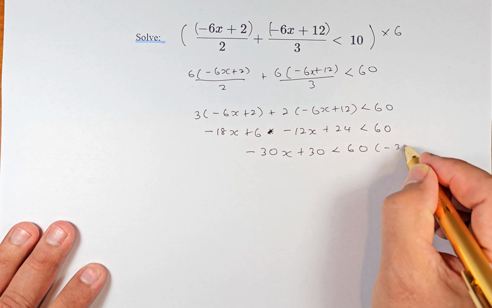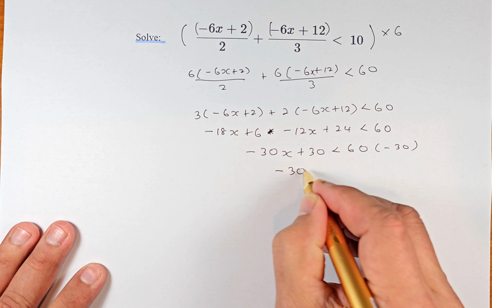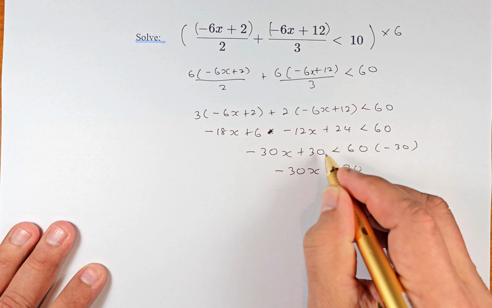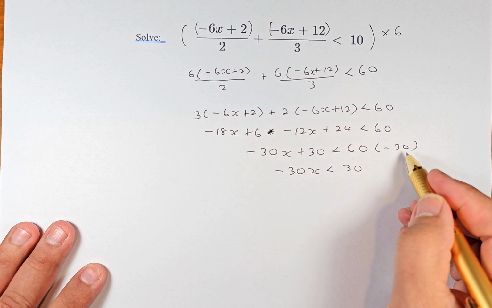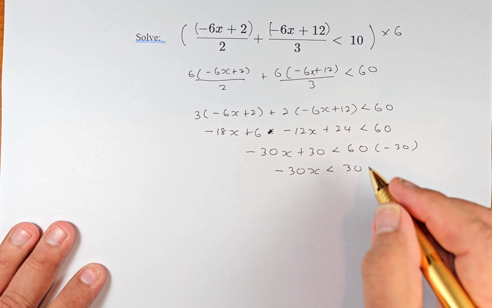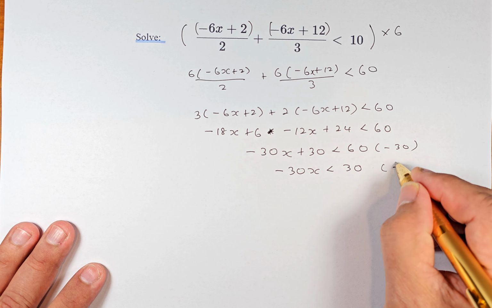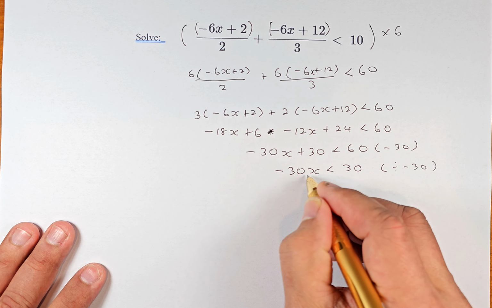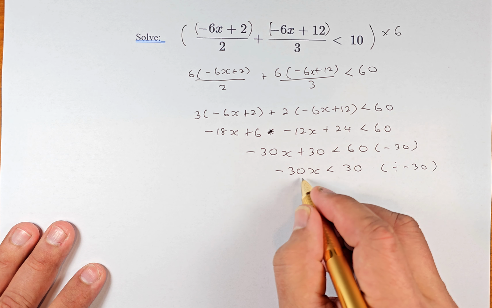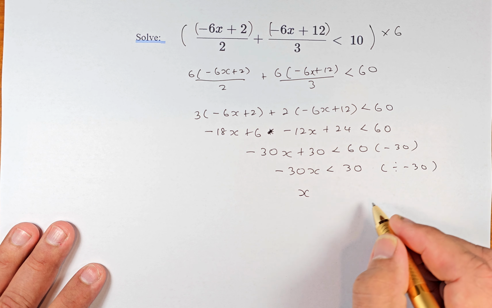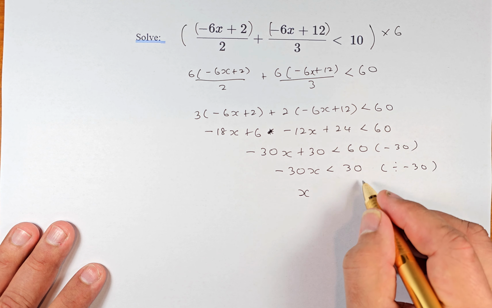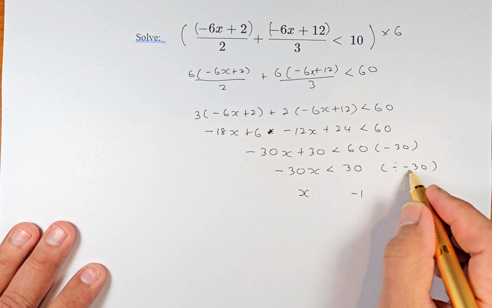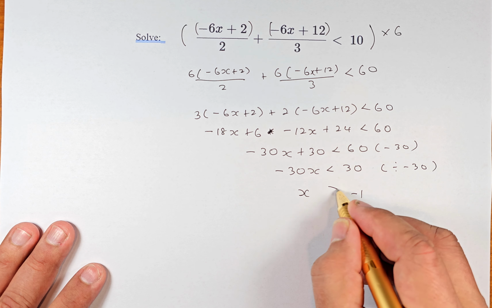Of course, we're going to solve it. You minus 30 on both sides of the inequation. So minus 30x is less than 30, because 30 minus 30 is gone and 60 minus 30 is 30. And the last step, this is the most important step. You are going to divide by minus 30 because you want to get rid of the term minus 30. So divide by minus 30, this becomes x, and this becomes minus 1. But because you divide by a negative number, less than becomes greater than.